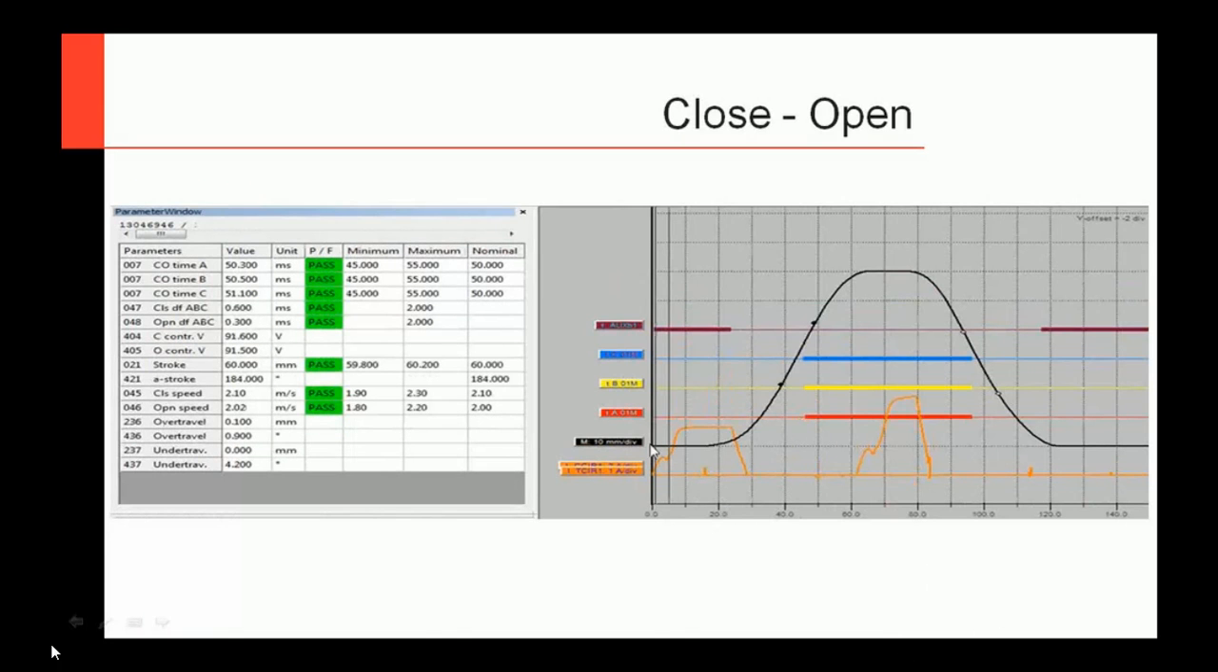A close open operation, so now this is a very nice operation. It came closed, no over travel, no rebound, came back, same thing, nice smooth operation on this guy.